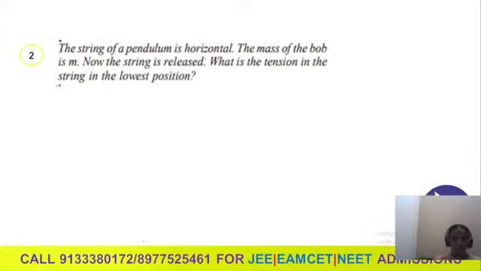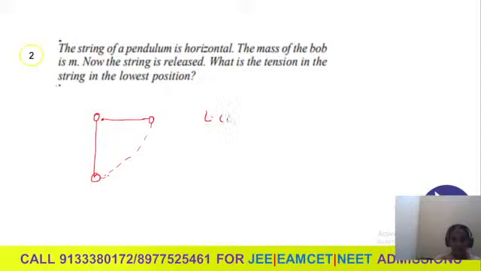Next question. The string of a pendulum is horizontal. The mass of the bob is m. Now the string is released. What is the tension in the string in the lowest position? First, it is horizontal from O. It is horizontal. Now it is released. So now this is the lowest position of the pendulum when it is released.